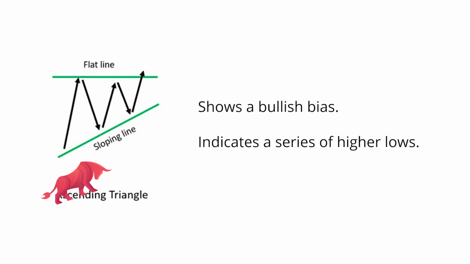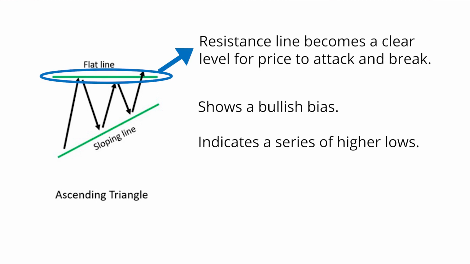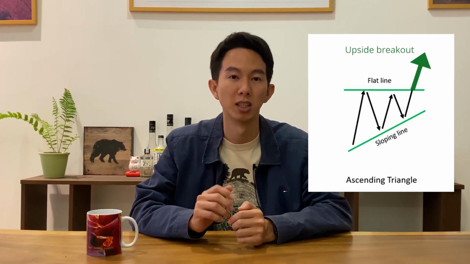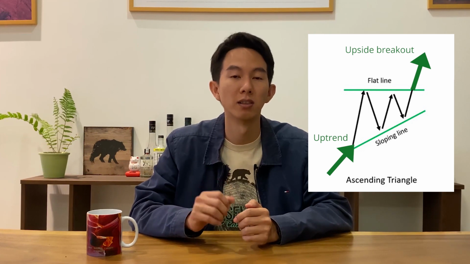The ascending triangle with its bottom line sloping up shows a bullish bias, as this indicates a series of higher lows. If you recap, a series of higher lows and higher highs is an uptrend. The flat line on top, which now serves as resistance, becomes a clear level for price to attack and break, and if it succeeds, will lead to higher highs. Hence, there is a higher probability of an upside breakout for the ascending triangle, especially if it forms in the middle of an existing long-term uptrend.